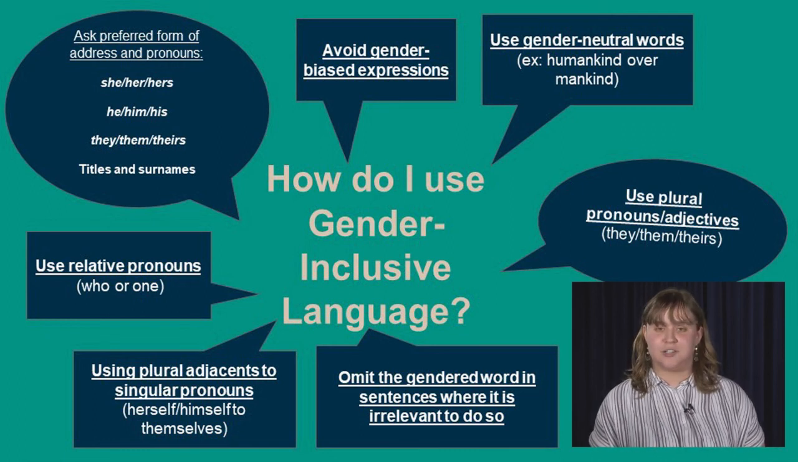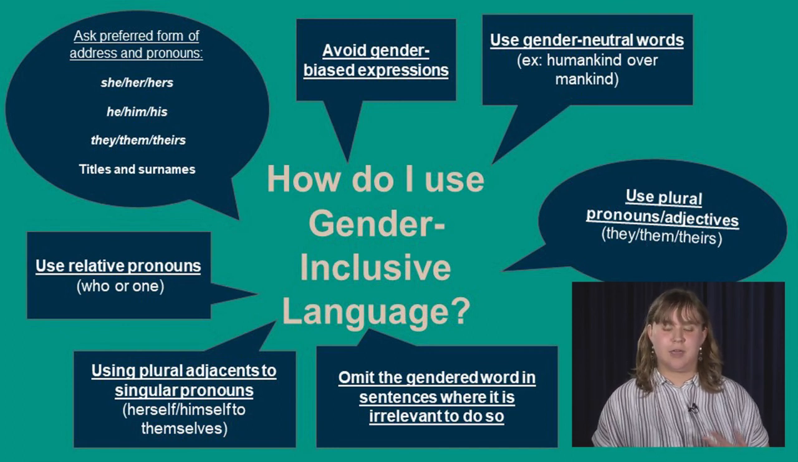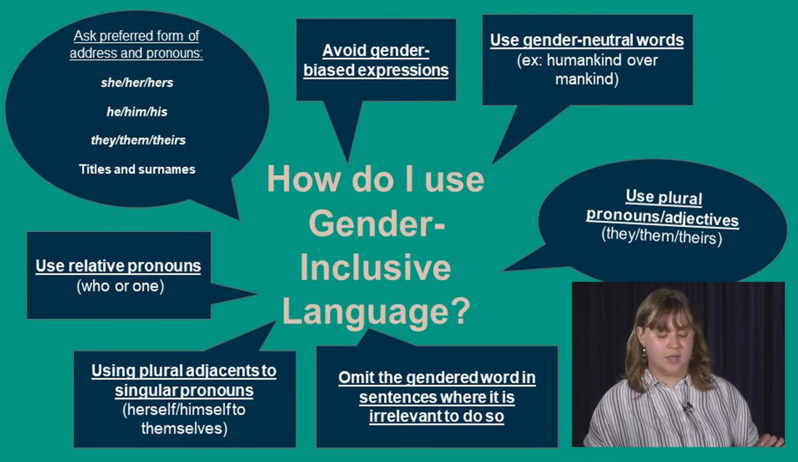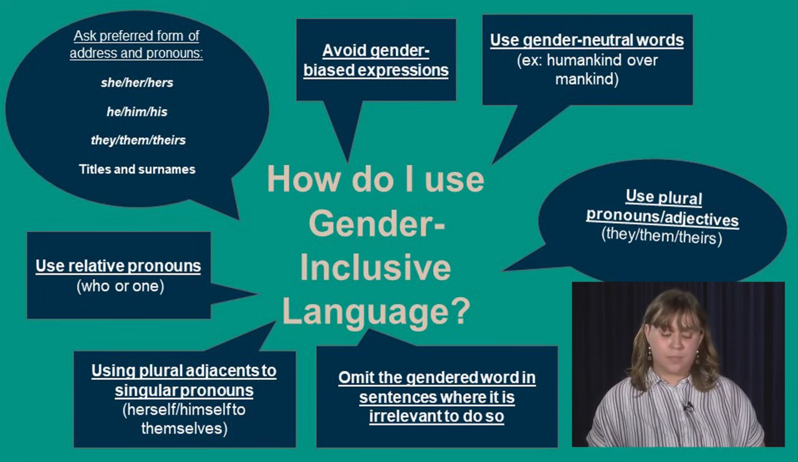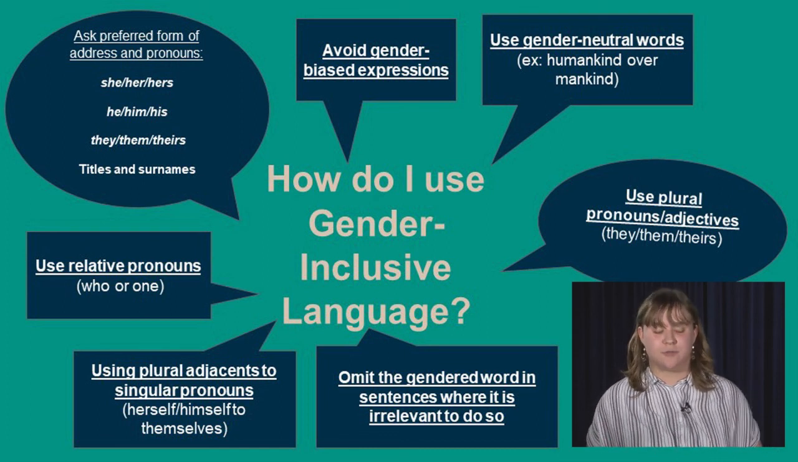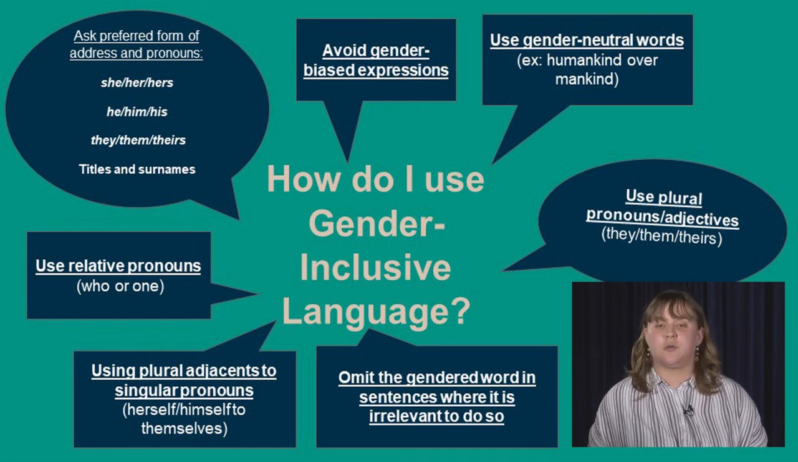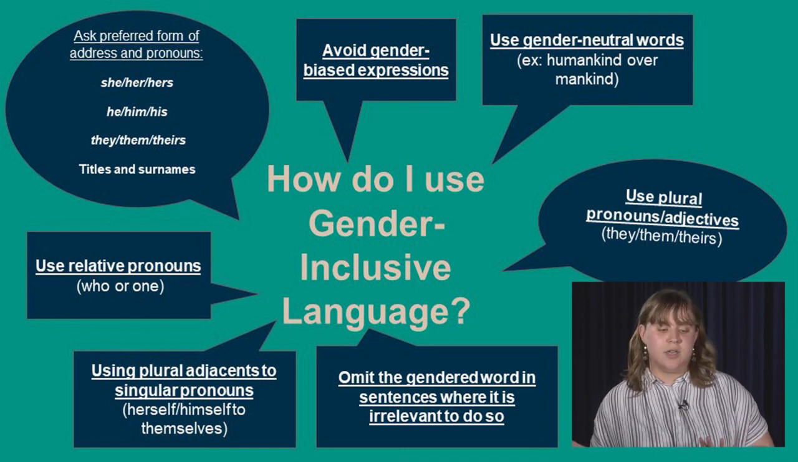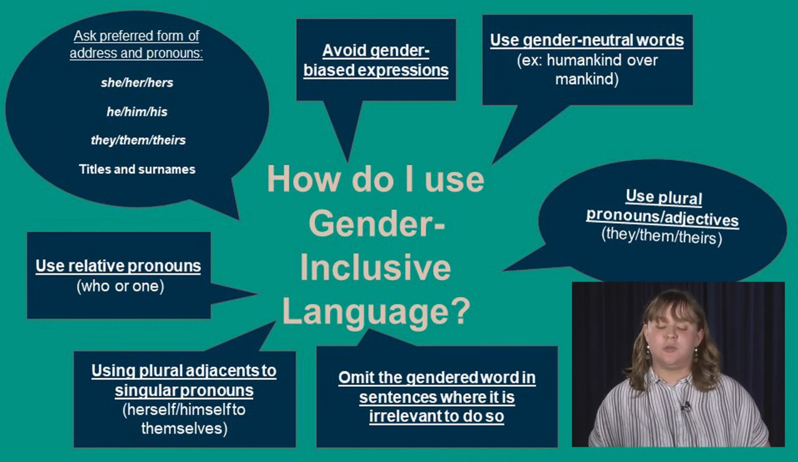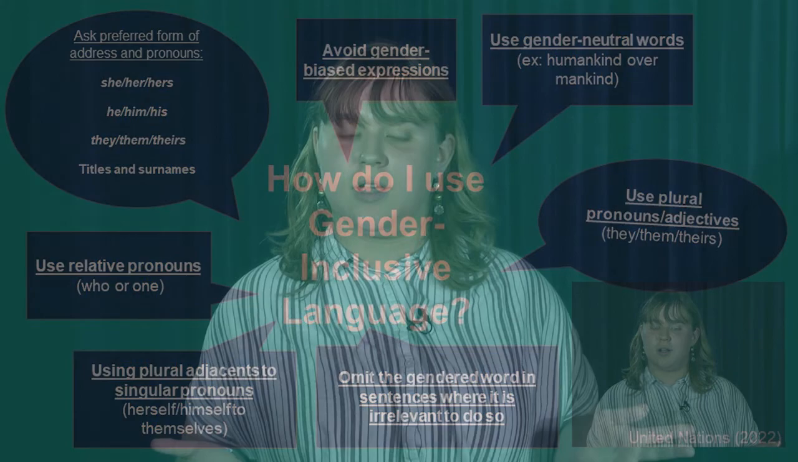Using plural pronouns and adjectives, they, them, theirs, using plural adjectives instead of the singular pronoun, so that would be himself or herself, and using themselves instead. Using the relative pronoun who or one instead of using them or he or she. But they, them, theirs, themselves also is a big umbrella term that you can use for all genders because it kind of includes everything. And then the last one is just omitting the gendered word in sentences where it's just completely irrelevant. There are often times where people will use sentences and they will put he or she in there, and you can just completely take it out and there's really no need for it.